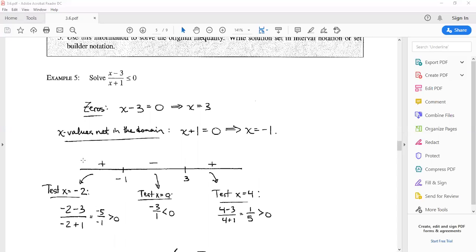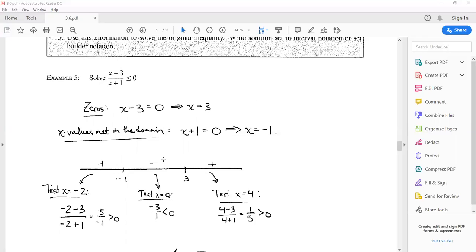Okay. In the next interval, we have the x values between minus 1 and 3. My favorite x value there is x equals 0. So it's easy to evaluate, guys. We've got 0 minus 3 over 0 plus 1. That gives us minus 3 over 1, which is negative. So we'll put a minus sign here. That means throughout this entire interval, this rational function is negative.